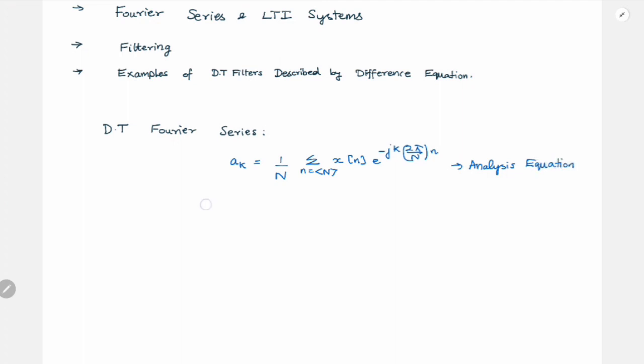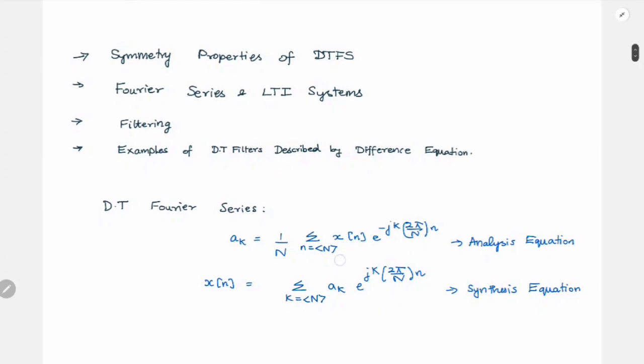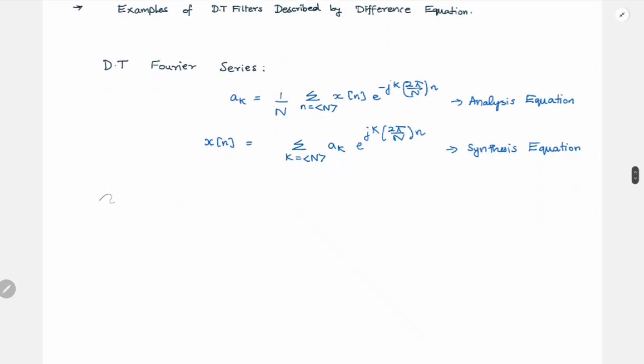And then we had the synthesis equation where we represent x[n] as a linear combination of complex exponentials. There we have summation k over N of a_k e^(jk(2π/N)n). So this is our synthesis equation. We also saw several properties of our discrete time Fourier series. Now we'll look at some symmetry properties as well.